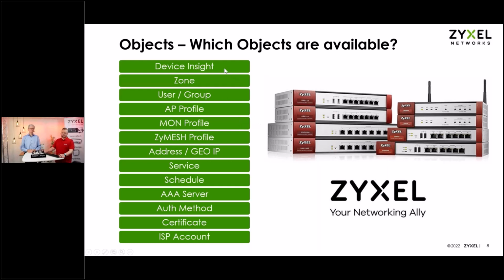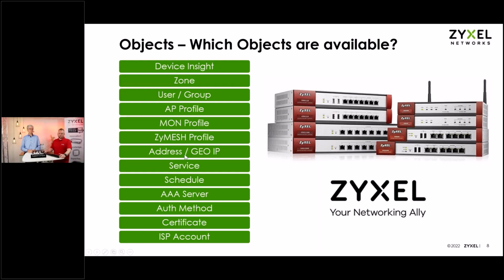So we have the device insight feature, which is quite new. I think we also had a tech talk about that specific feature at an earlier time. So have a look in our academy for the recording there. We have the zone objects where interfaces are arranged. We have user and group objects that we use for VPN or Wi-Fi access, for example, or also device access. We have the monitor profile and the ZyMesh profile, which is used for access point configuration.